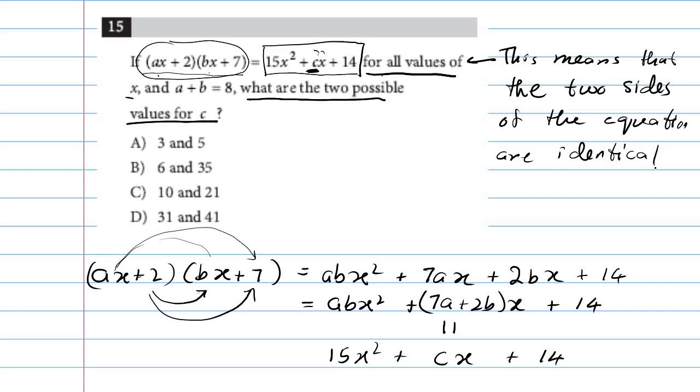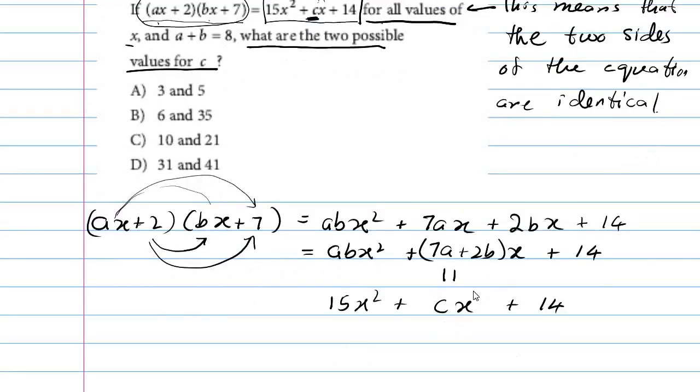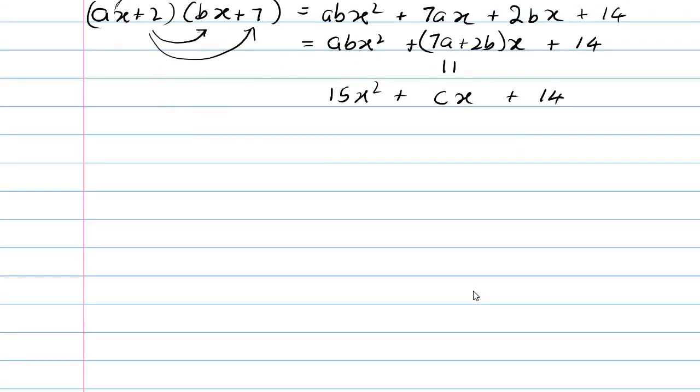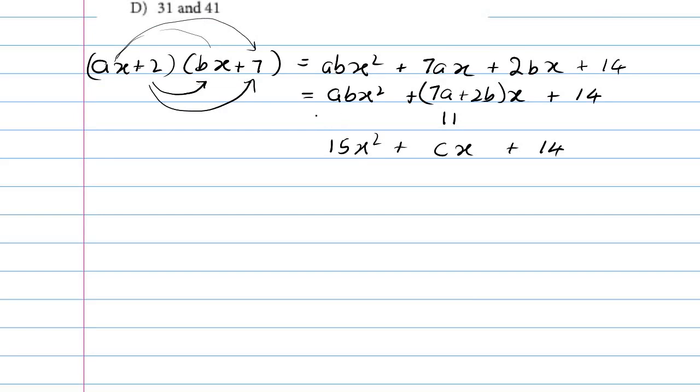So what do I mean by identical? Okay, look at this equation. You have this x squared term here, right? So this means that ab should be equal to 15. Let me circle this around. So this is ab and this is 15, right?